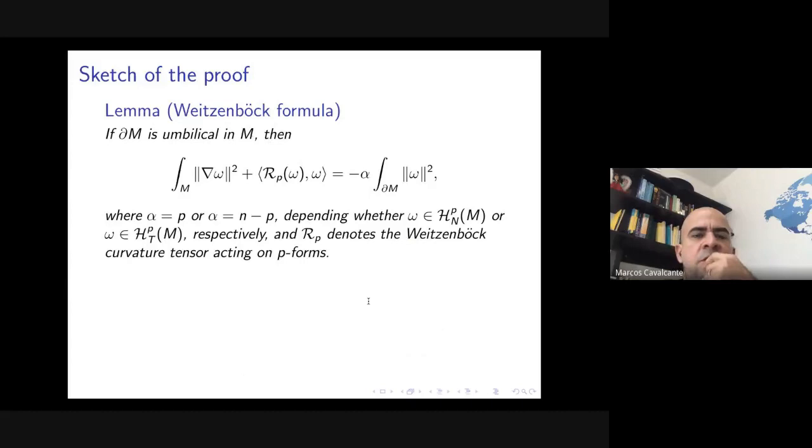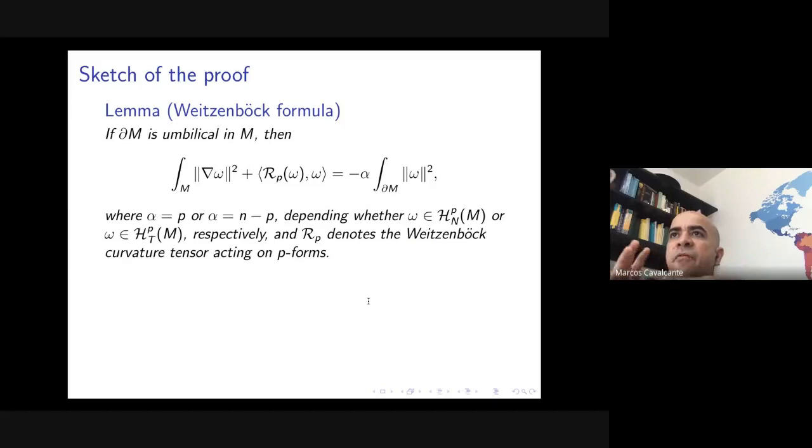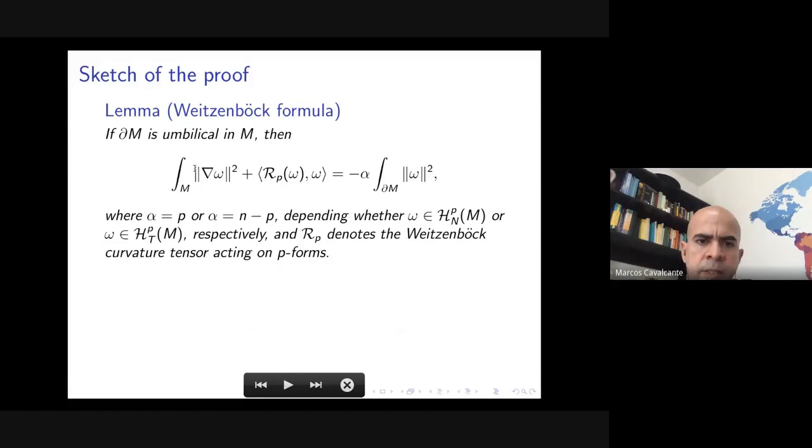But first, since you have a free boundary submanifold in the Euclidean ball, we conclude that the boundary of this submanifold is umbilical in M. In this case, there is a Weitzenböck formula stated here. This identity holds. Alpha is a number which is p or n minus p, depending on whether omega lies in the space HNP or in the space HTP. And R denotes the curvature term acting on p-forms. It's the classical Weitzenböck formula.